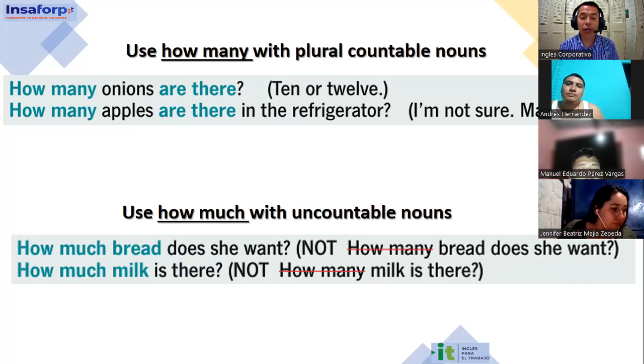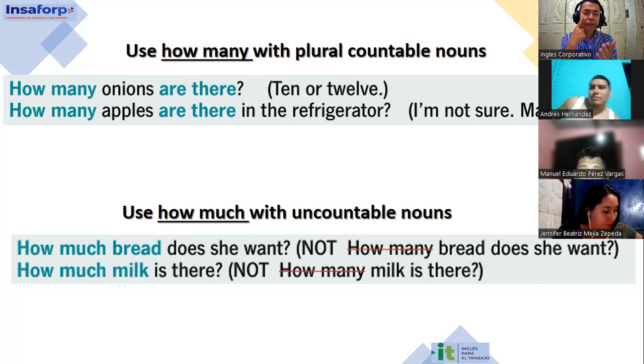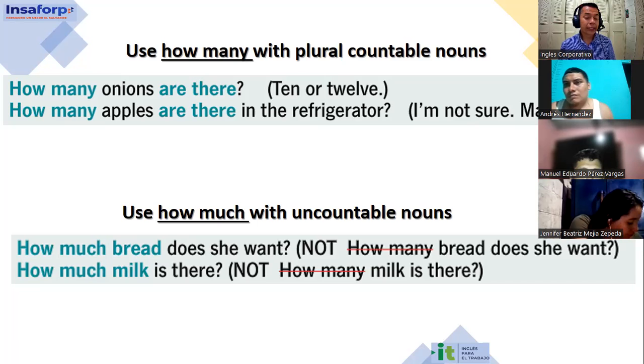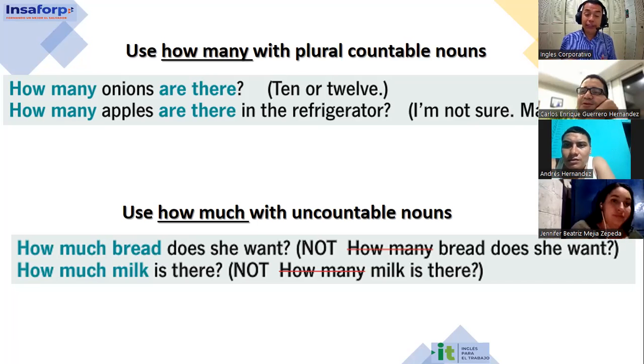How many apples are there in the refrigerator? I'm not sure. Maybe 2. So can you cut the onions? Can you count the onions? Can you say 1 onion, 2 onions, 3 onions, 4 onions? Can you say that? Yes or no? Yes. Excellent. So in this case, onions are plural countable. Remember this. Plural countable, right?